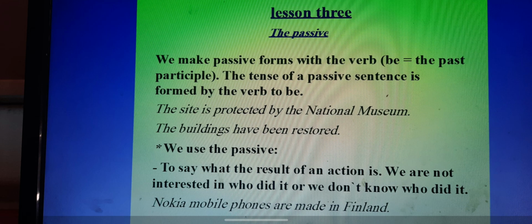We use the passive for what? To say what the result of an action is. We are not interested in who did it or the subject, or we don't know, or we don't want to know. Nokia mobile phones are made in Finland.